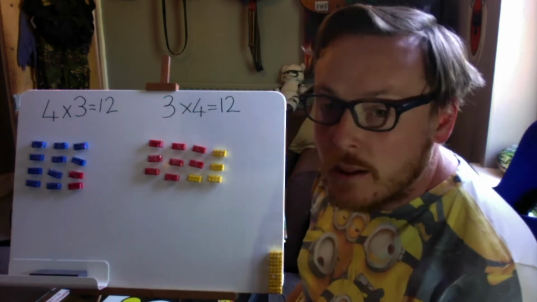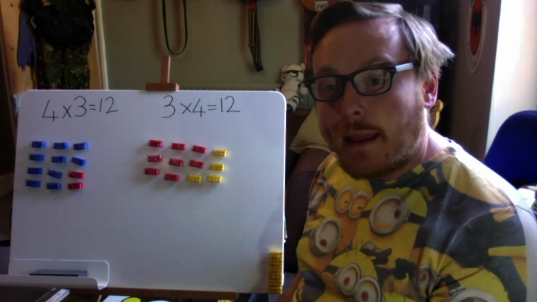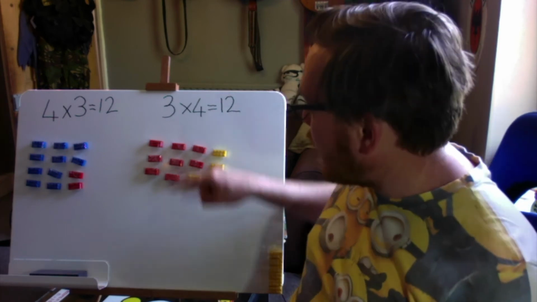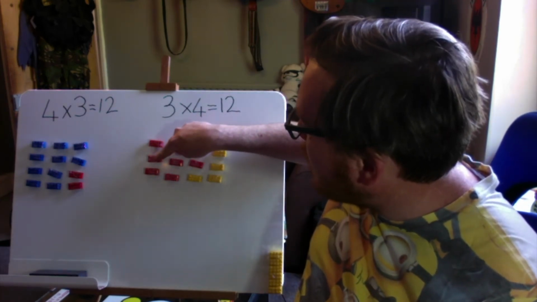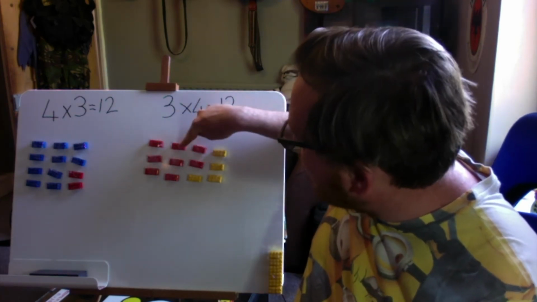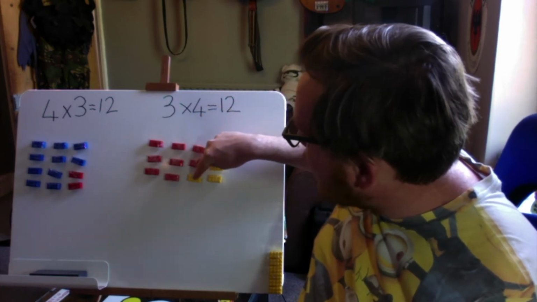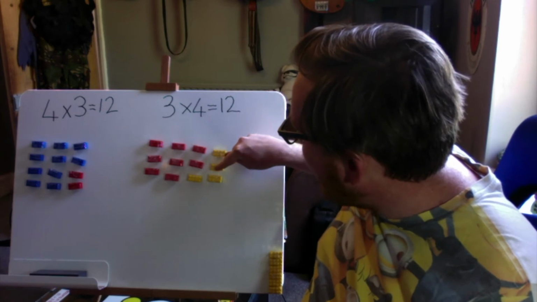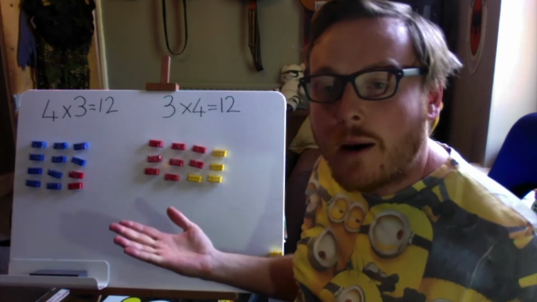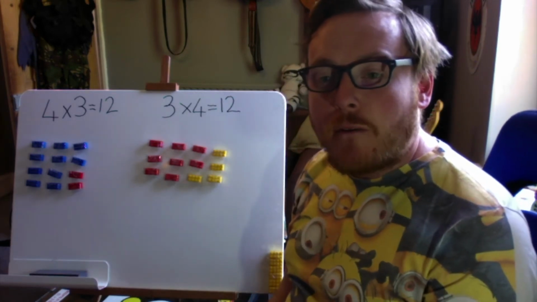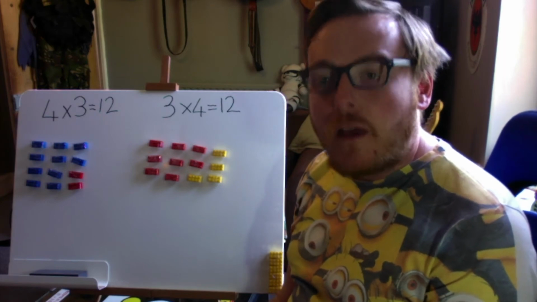Okay, so we think that our answer should be 12. Let's count them. 1 2 3 4 5 6 7 8 9 10 11 12. So I was right. I did it both way around and I came up with my answer 12.